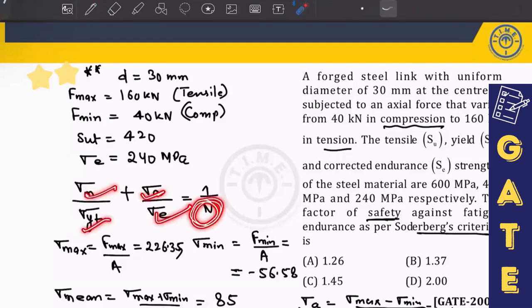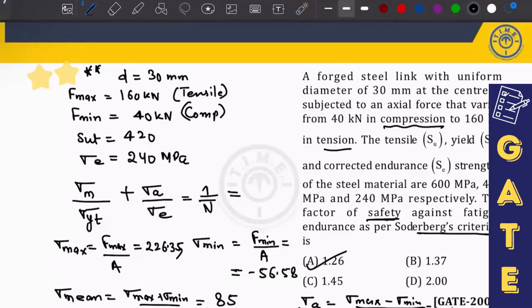So can you please tell me what is the factor of safety here? Yes, 84.88, or we can say 85. What will be the answer for factor of safety? Yes, 1.26. Very good. Once you solve with mean stress, yield, tensile strength, and endurance, if you put them here. Now, if you see here, they have given ultimate tensile strength.